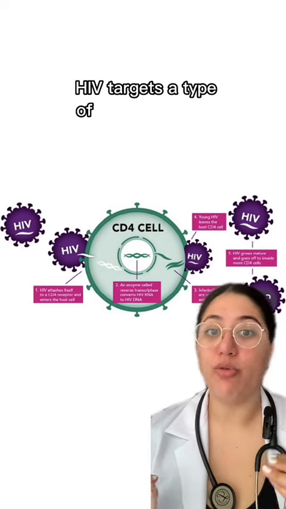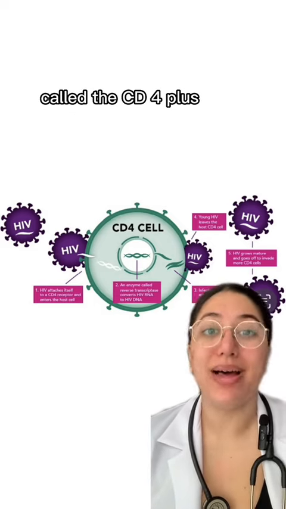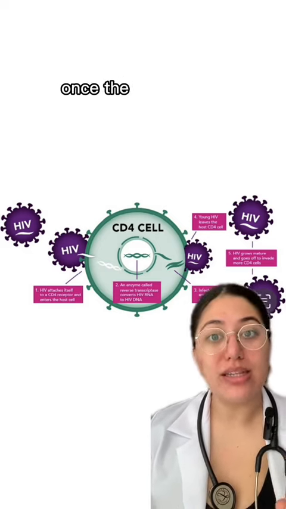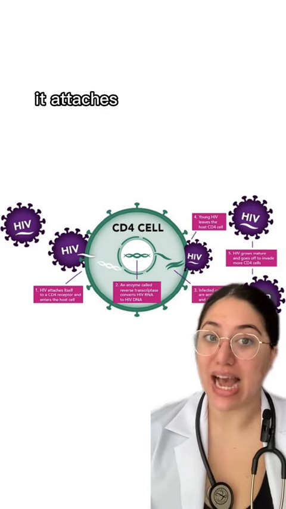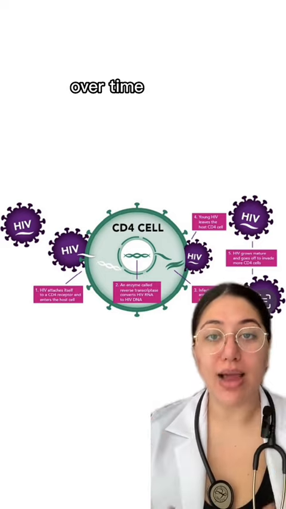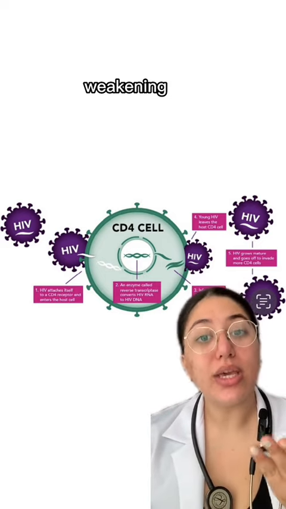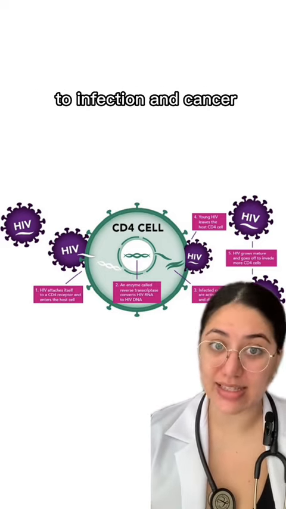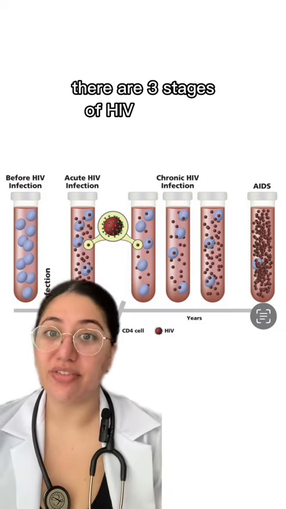HIV targets a type of white blood cell called the CD4 plus T cells, which plays a crucial role in the immune system. Once the virus enters the bloodstream, it attaches to the CD4 T cell and begins to replicate. Over time, the virus can destroy these cells, weakening the immune system and making the body more susceptible to infection and cancer.